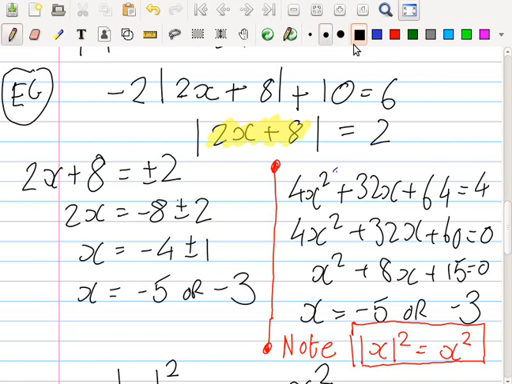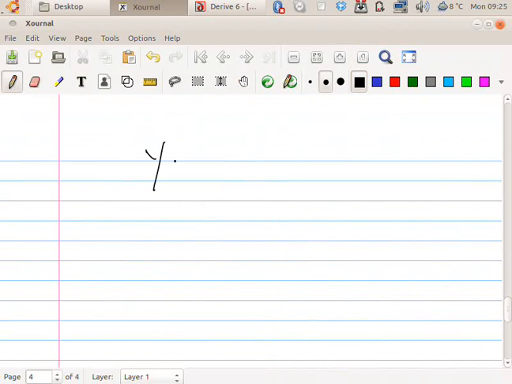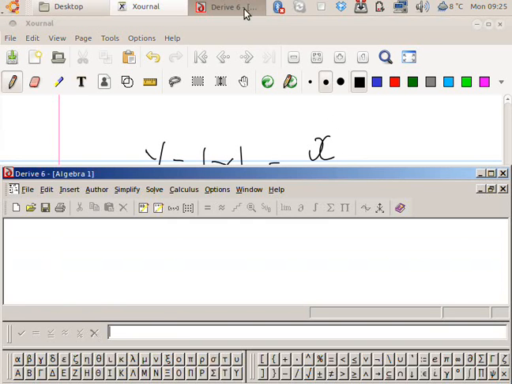Right, did you all write that down? Yep. Okay. Now, let's have a look at the graph of this. Well, if it's positive, what shape will it be? It's just going to be x, which makes it a straight line. And if it's negative, it'll be minus x, which is also a straight line. So we're kind of expecting two straight lines here.